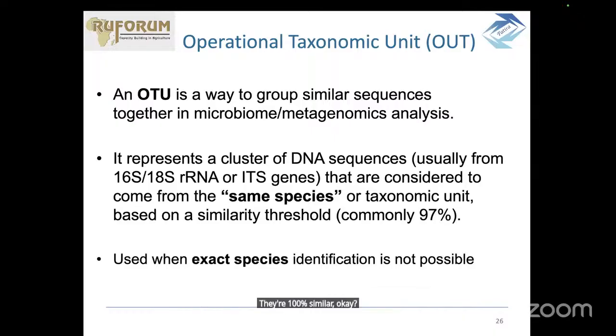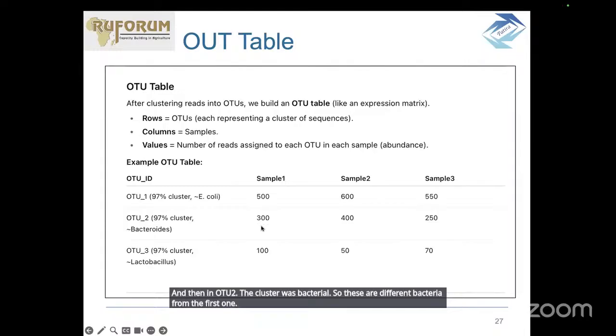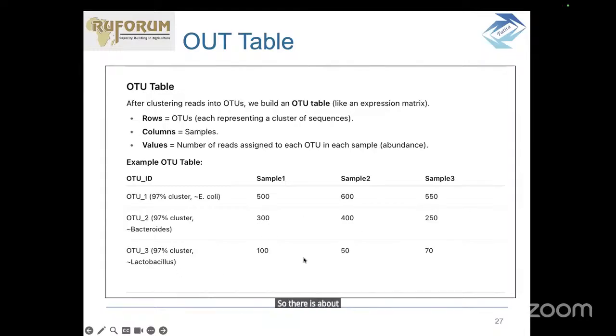Okay. So in our OTU1, 97% of that cluster is E. coli. In sample 1, we had 500 reads because you sent 3 samples. Sample 2 had 600 reads, and sample 3 we had 550. And then in OTU2, the cluster was bacteroides. So this is a different bacteria from the first one. The reads were 300 and so forth in sample 3.